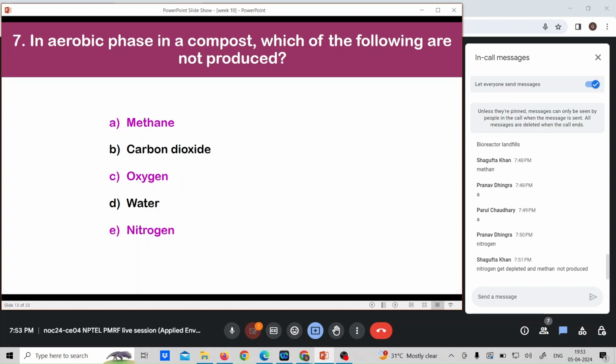Okay, I guess this is clear, but you just overlooked the options. So methane is also not produced, oxygen is also not produced, and as you have rightly mentioned, nitrogen also gets depleted but not produced. The same is the case with oxygen and nitrogen. Both of them are getting depleted, but they are not getting produced. So my question was, which of the following is not produced? All three should be the answer for this question. Is that fine?